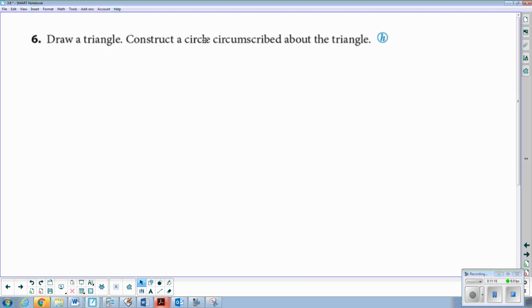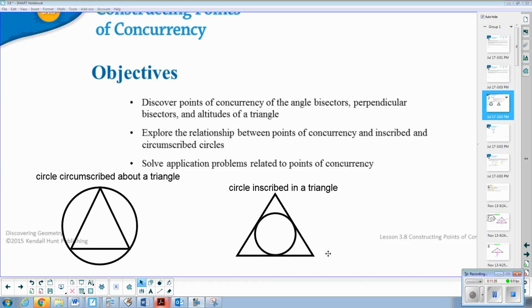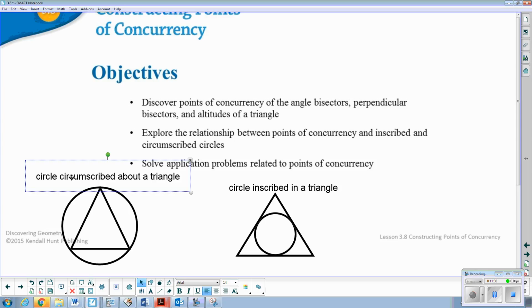Okay, the next one is to draw a triangle, and we're going to construct a circle that's circumscribed about the triangle. So here, a circle is circumscribed about a triangle, and so that's what we're trying to do. Each vertex of the triangle touches the circle. So we want the center of the circle to be equidistant from the vertices of the triangle.